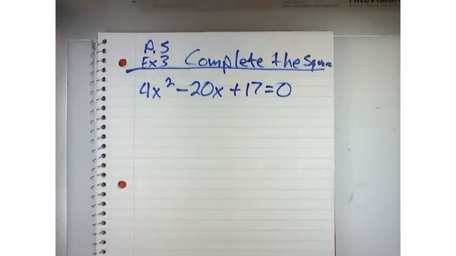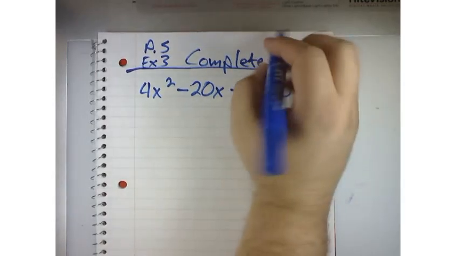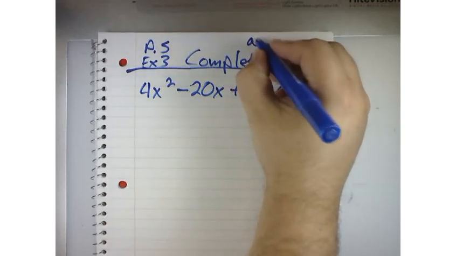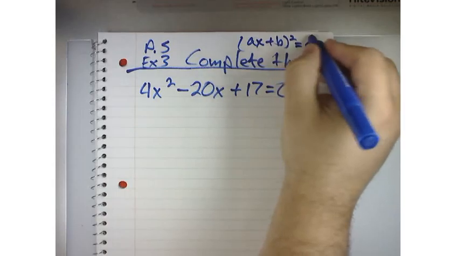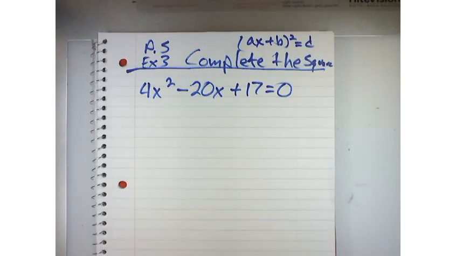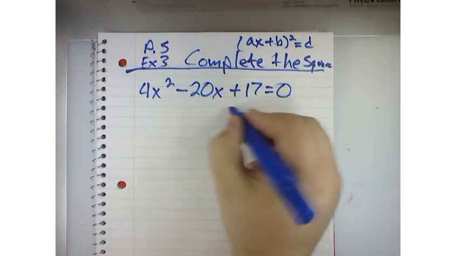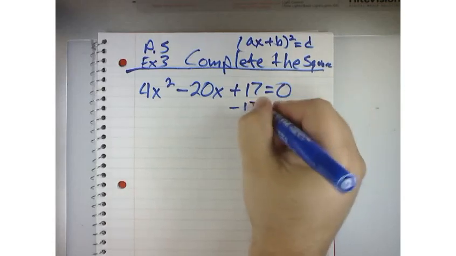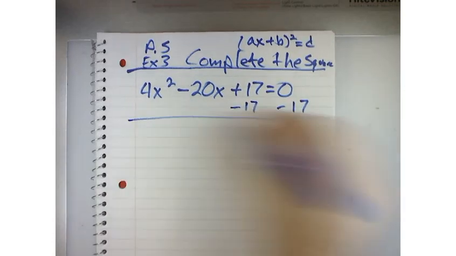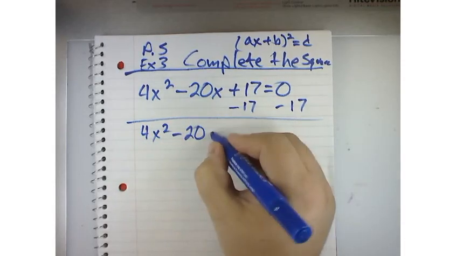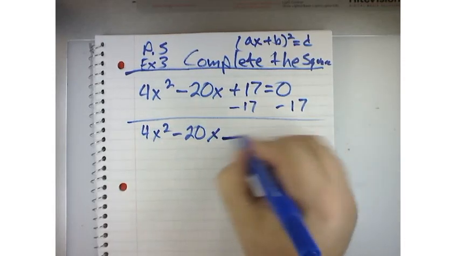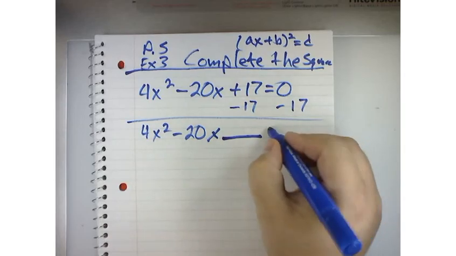To complete the square, in other words, we want to take the square root to get the answer. So we want to manipulate the equation in such a way that it looks something like this: ax plus a constant squared equals another constant. The first thing you want to do is subtract 17 from both sides. Get that constant out of there. So I'm going to say 4x² minus 20x, and then just put an underline there, equals negative 17.